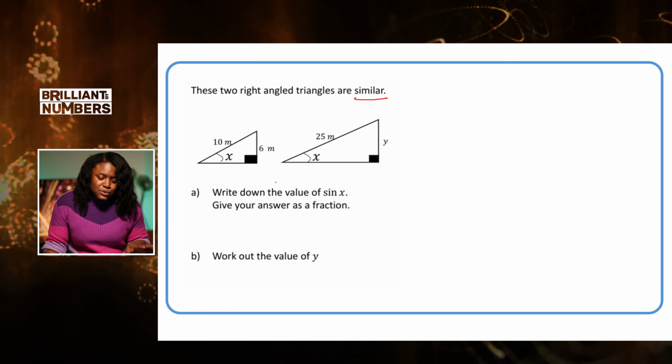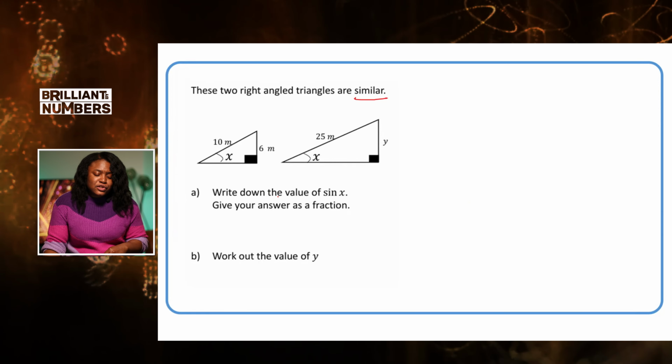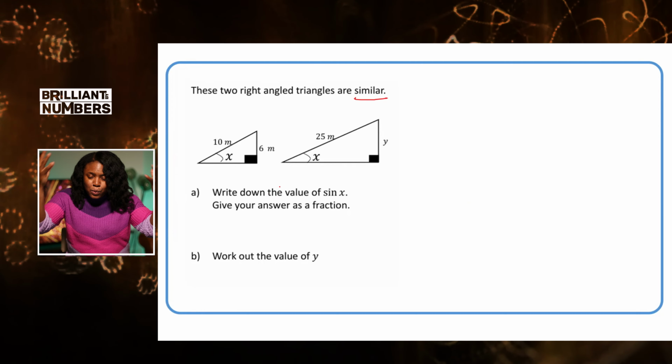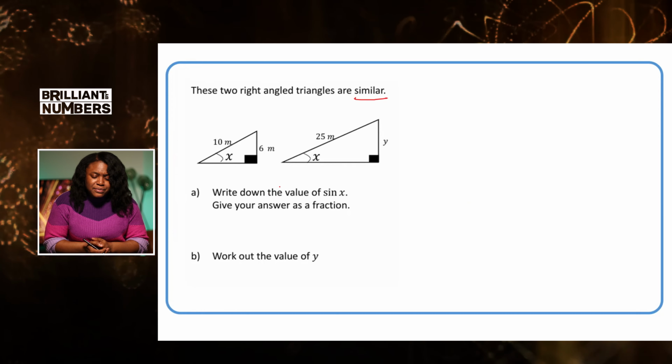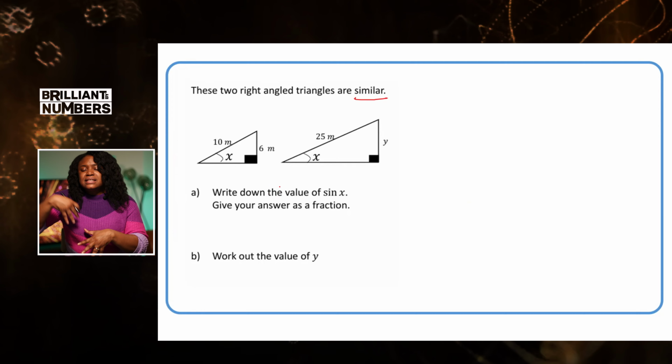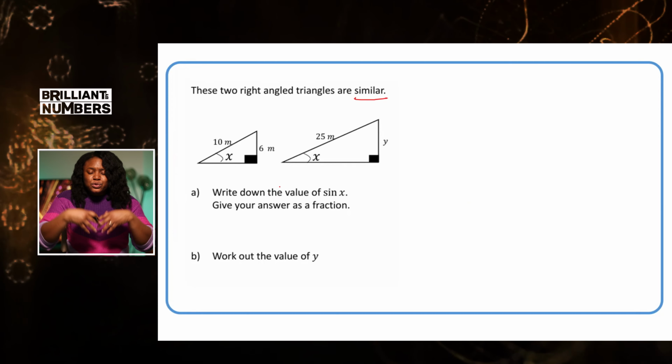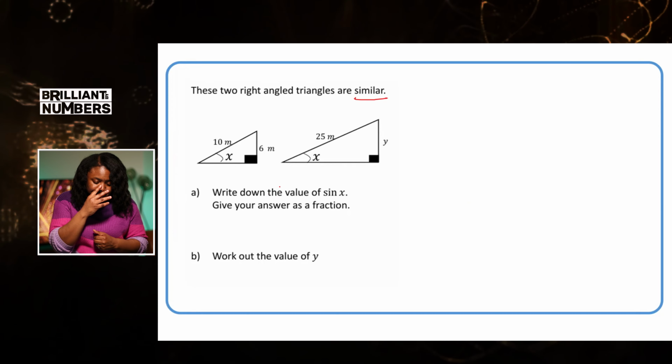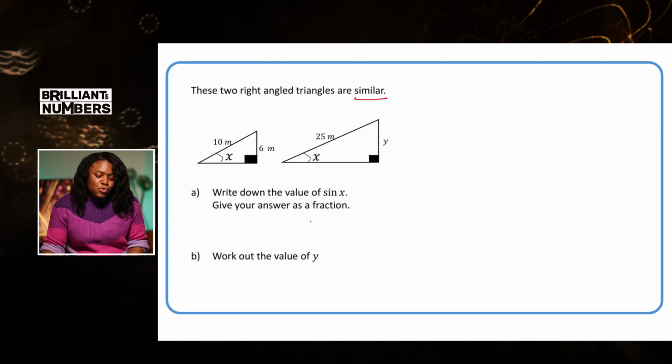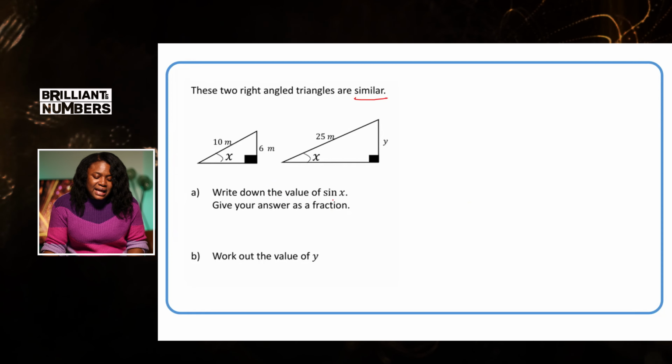So we're given two triangles. We're told they're similar. So we know straight away that if two shapes are similar, then one will be a scale factor of the other. It will be an enlargement of the other. Now we're asked to write down the value of sine x.